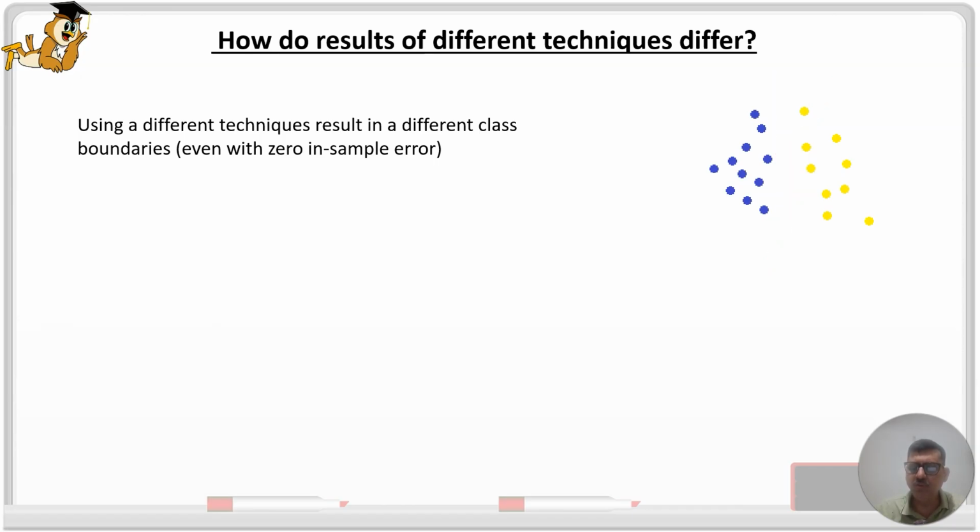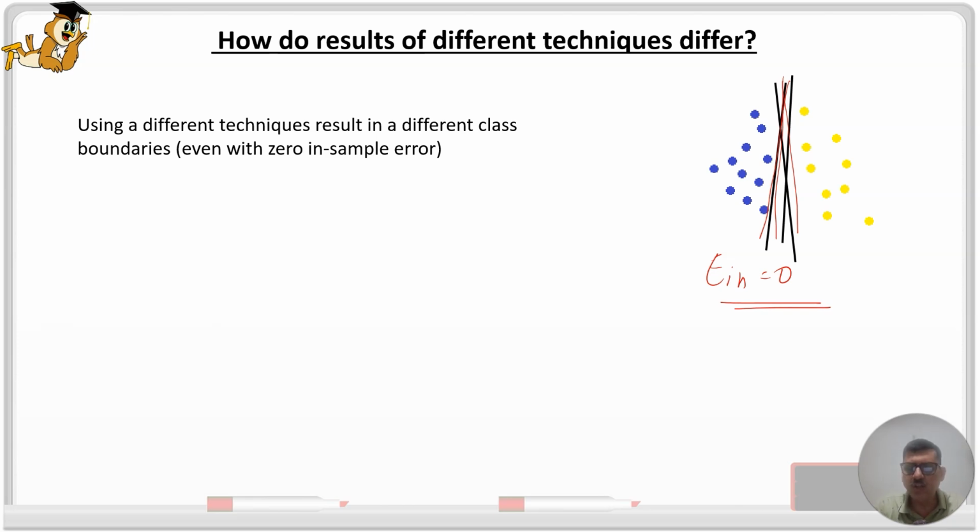Now, even if you had linearly separable data, and if different techniques gave you different class boundaries, they could still be different from each other. So for example, 3 different techniques may end up giving you these 3 different class boundaries, all of which give you 0 in-sample error. So the error on the training data is 0 for each of these.